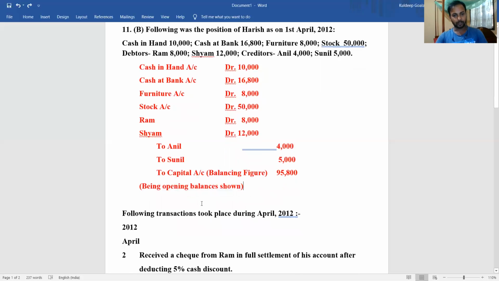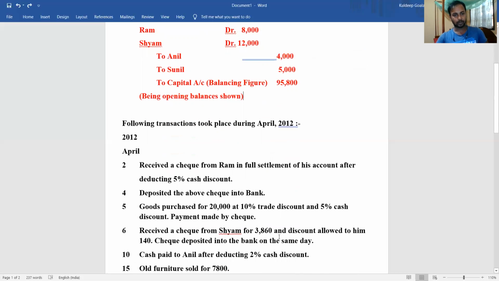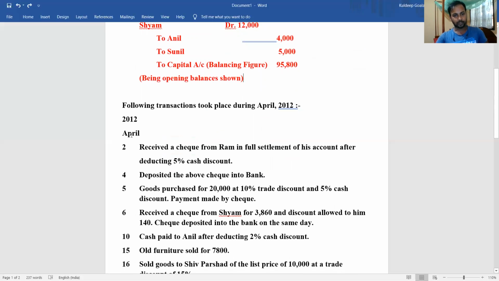Okay, now after that, what is given? Following transactions took place during the month of April 2012. The date is mentioned. One by one we will do. First of all, it is April 2nd. Received a check from Ram in full settlement of his account after deducting 5% cash discount.